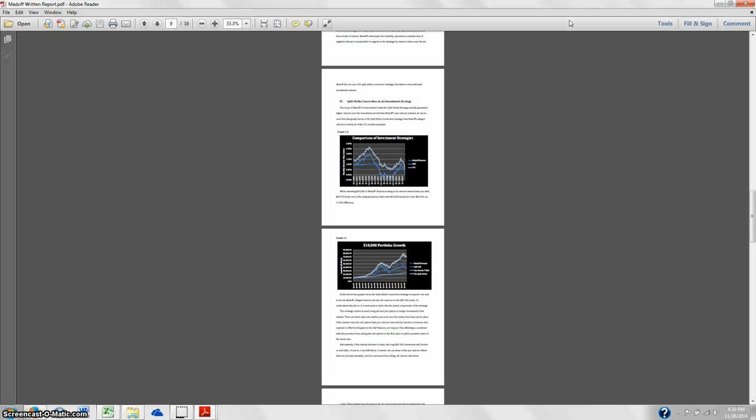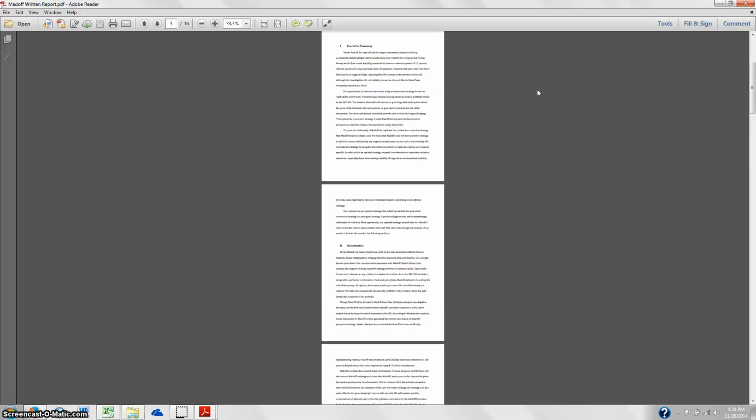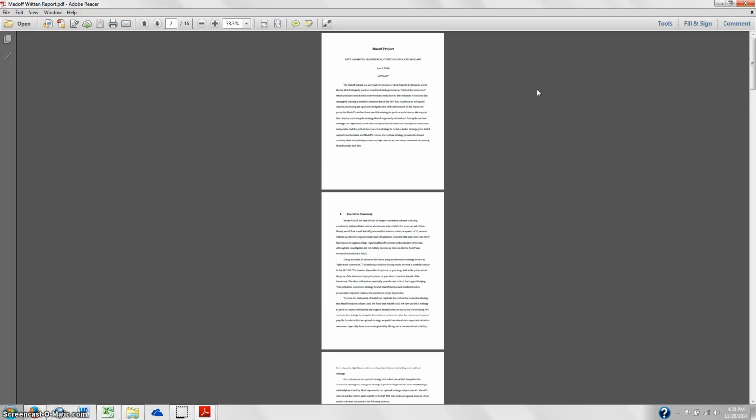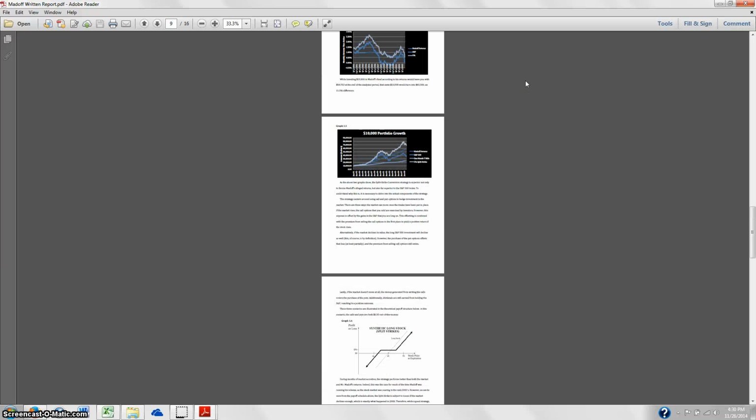Additionally, I talked about this a little bit in the general overview, but you're working for CalPERS. It's important to talk about why Madoff is a fraud and things like that, but that's not really relevant to CalPERS as much. The part that is relevant is this idea of what's the ideal split strike strategy.